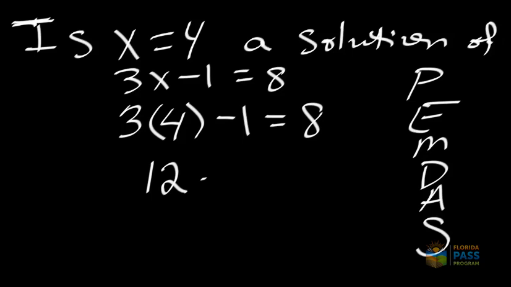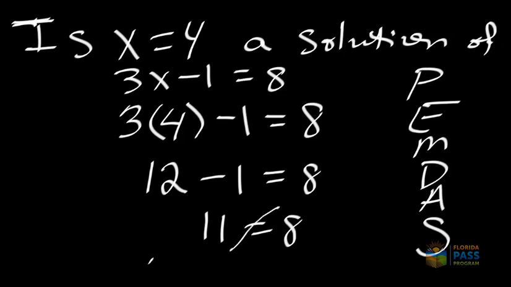We always rewrite the problem. 12 minus 1 equals 11. Does 11 equal 8? No, it does not. So I just draw a line through it. 11 does not equal 8, so this is not a solution.